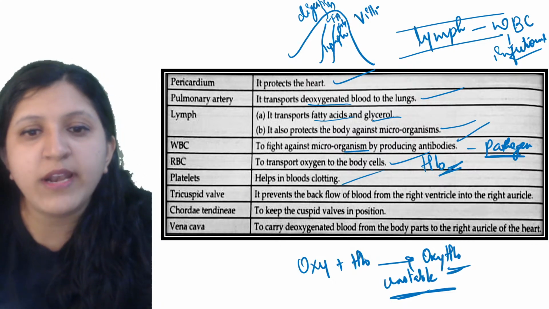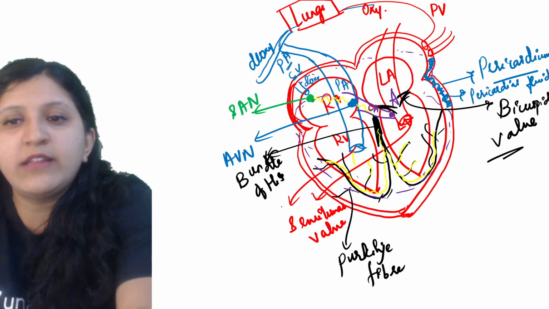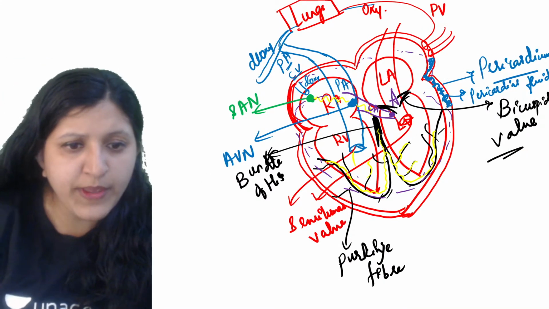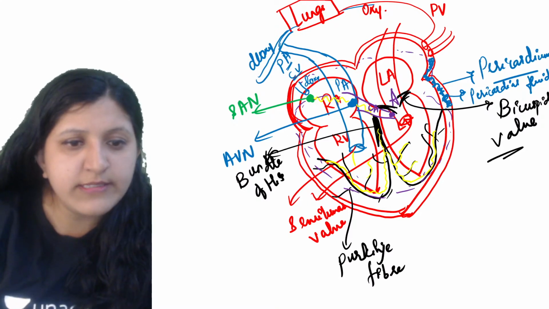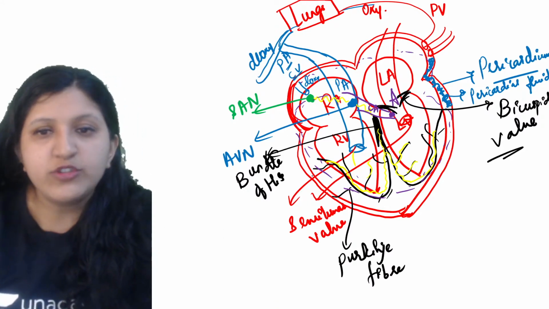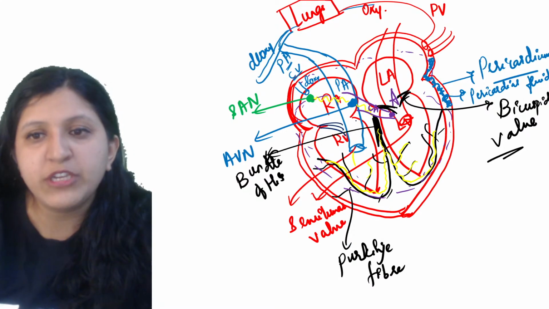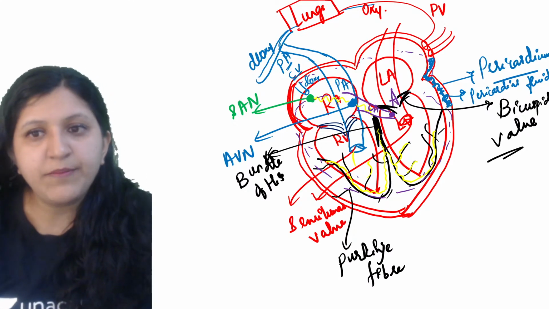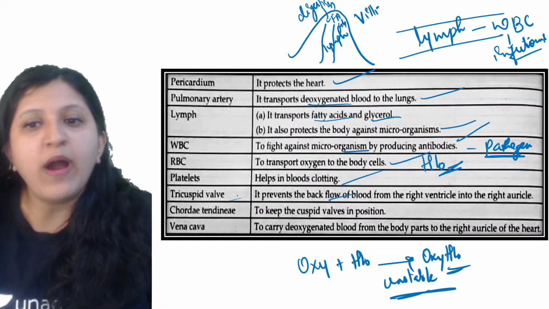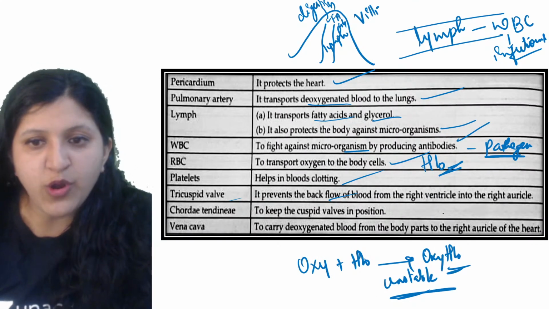This we saw already. Tricuspid valve, so it prevents the backflow. This is on the other side. Here is the bicuspid valve, and on the other side there is a tricuspid valve. So tricuspid valve formation we can see here. These valves are going to prevent the backflow, that is from the right ventricle into the right auricle.